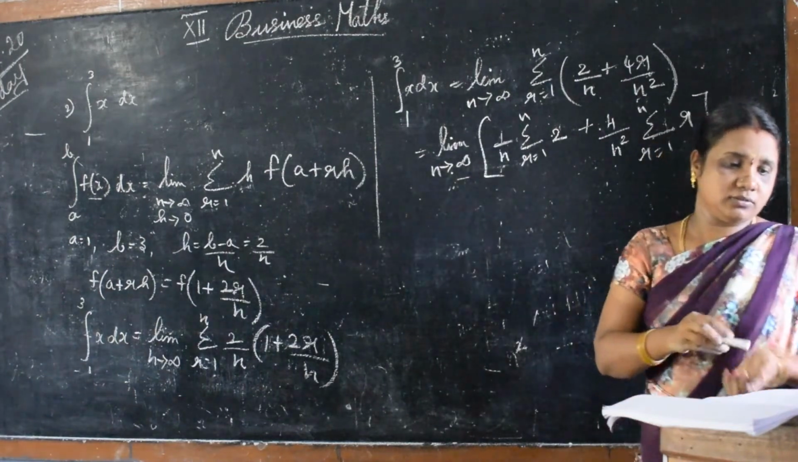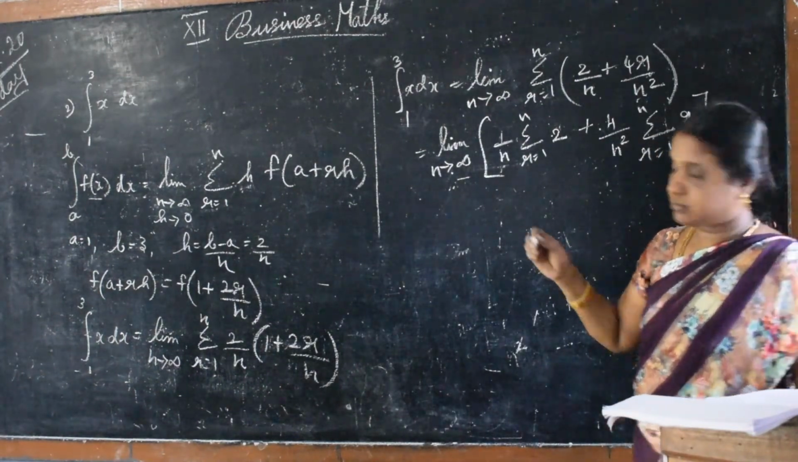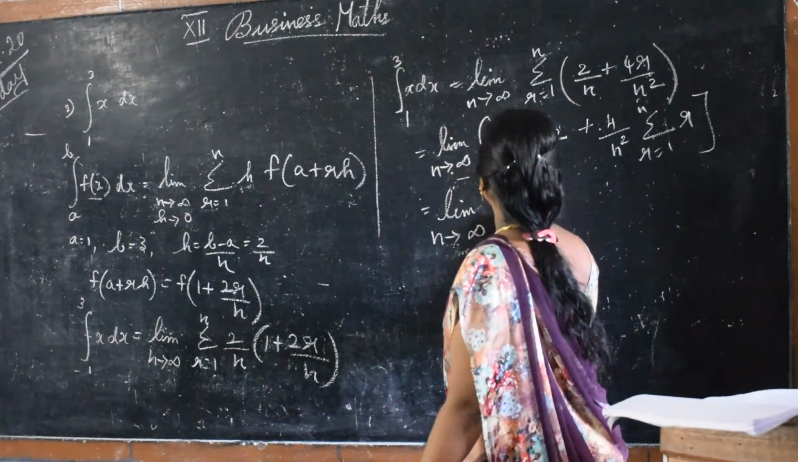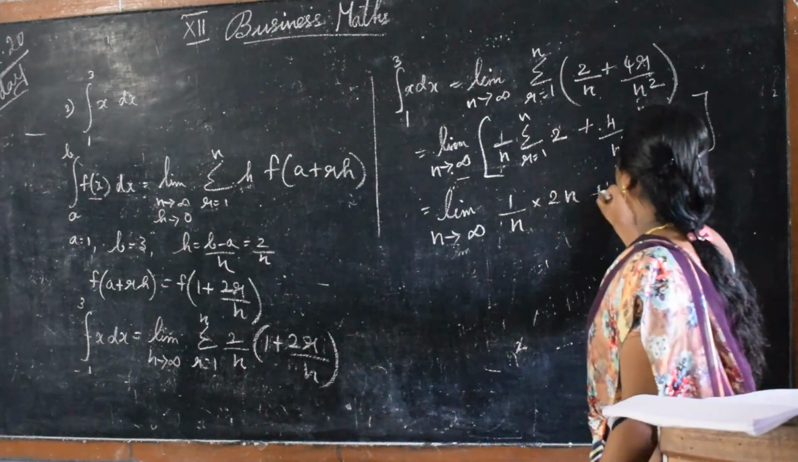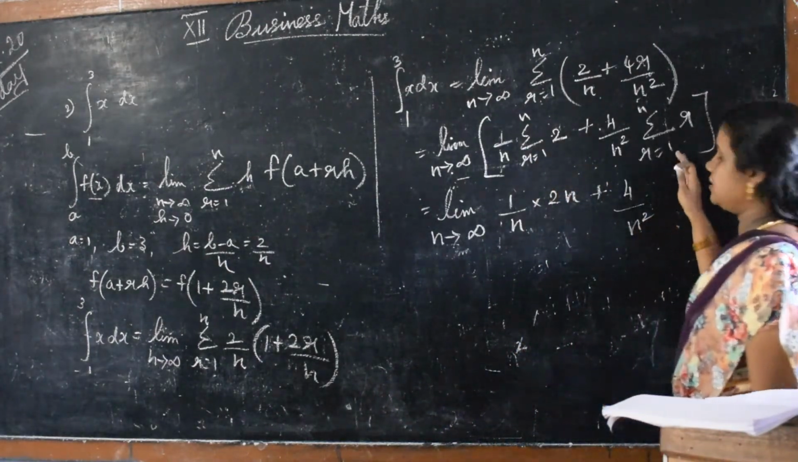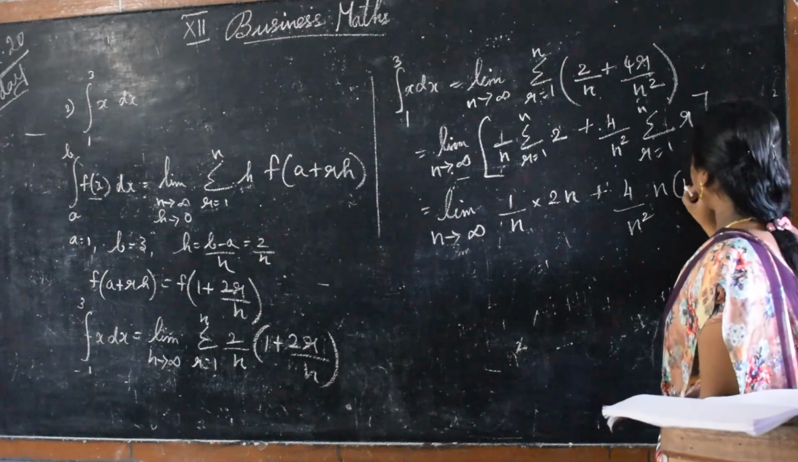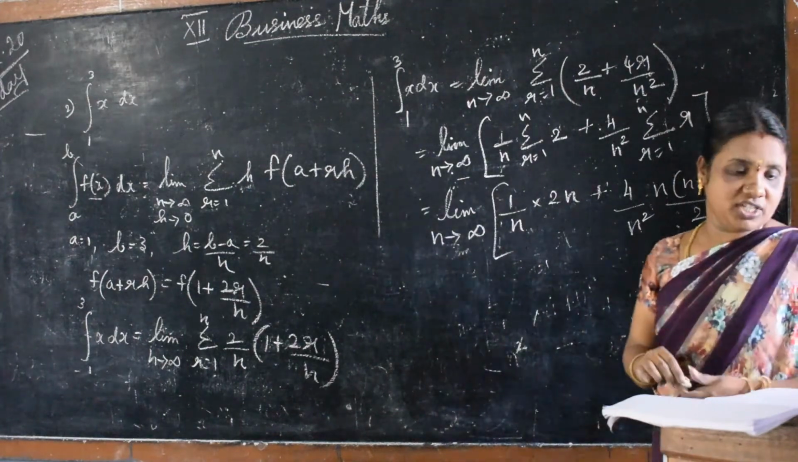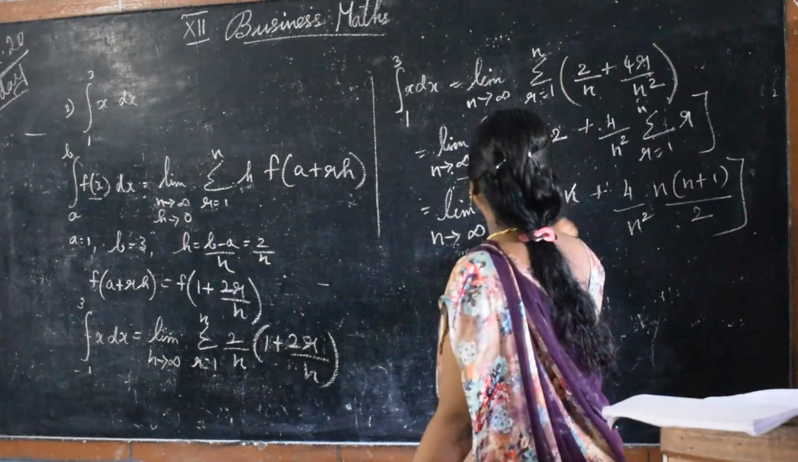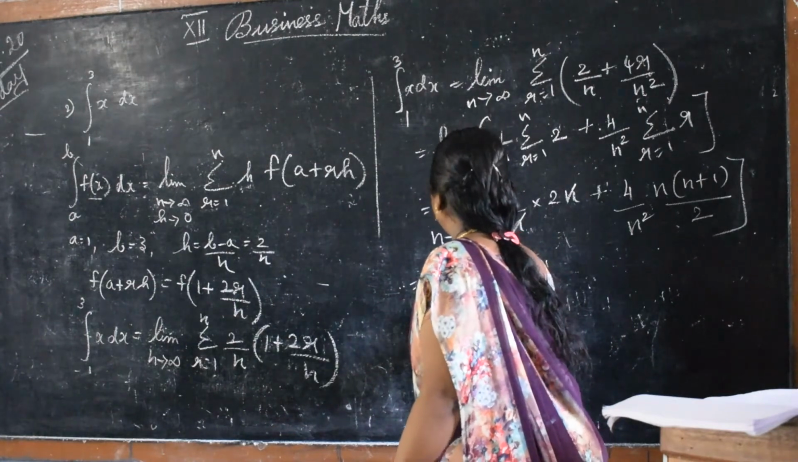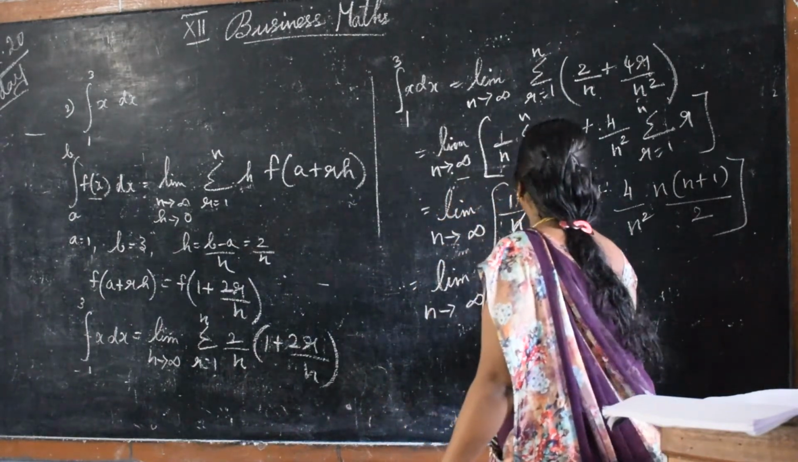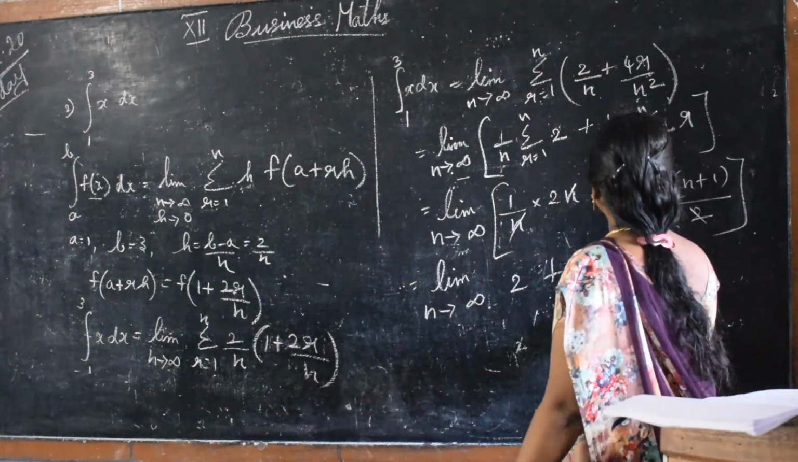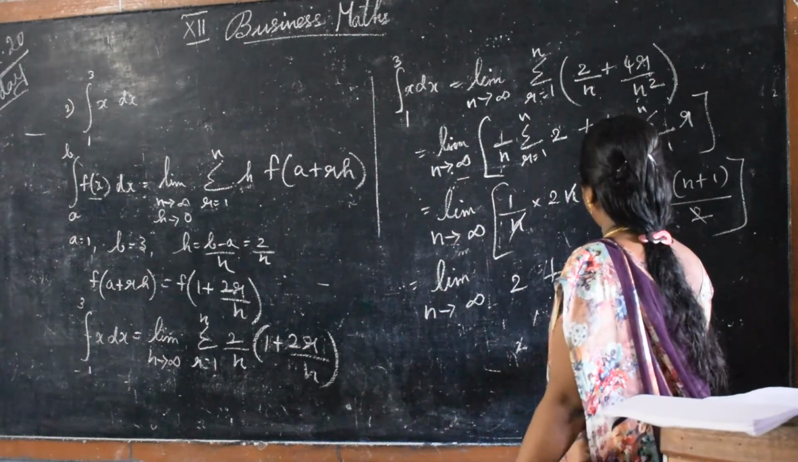Okay. So, listen. Limit n tends to infinity. Here 1 by n into 2n plus 4 by n square. This is the sum of natural numbers formula, so n into n plus 1 by 2. Okay, children. Now see, you can cancel this n. What is remaining? Limit n tends to infinity. Here only 2 is there. Here, cancelling, you will get n plus 1. 2 into n plus 1 by n.